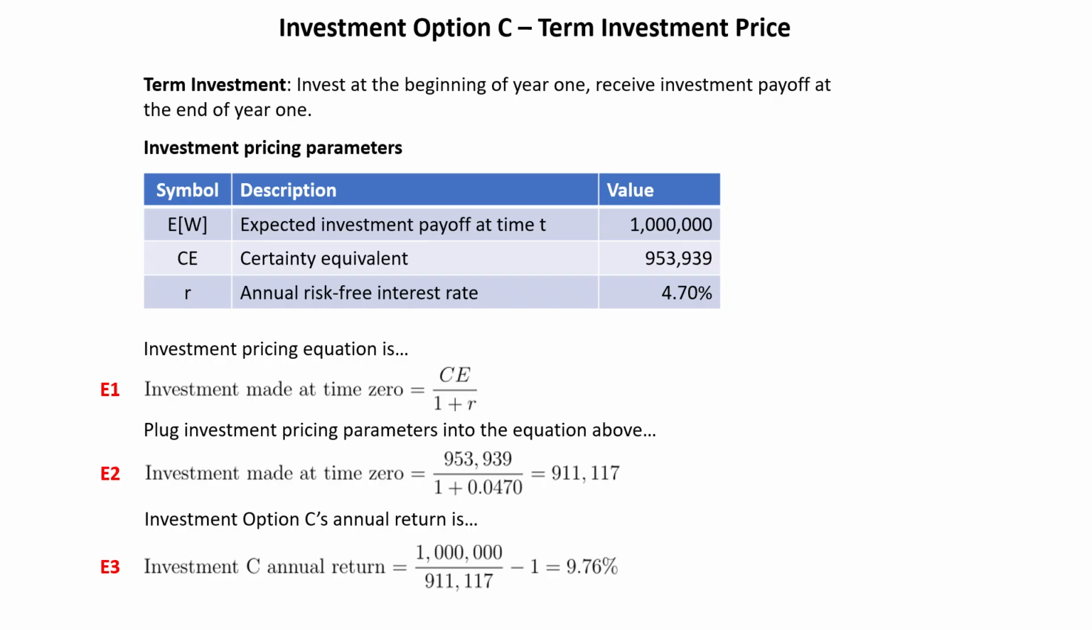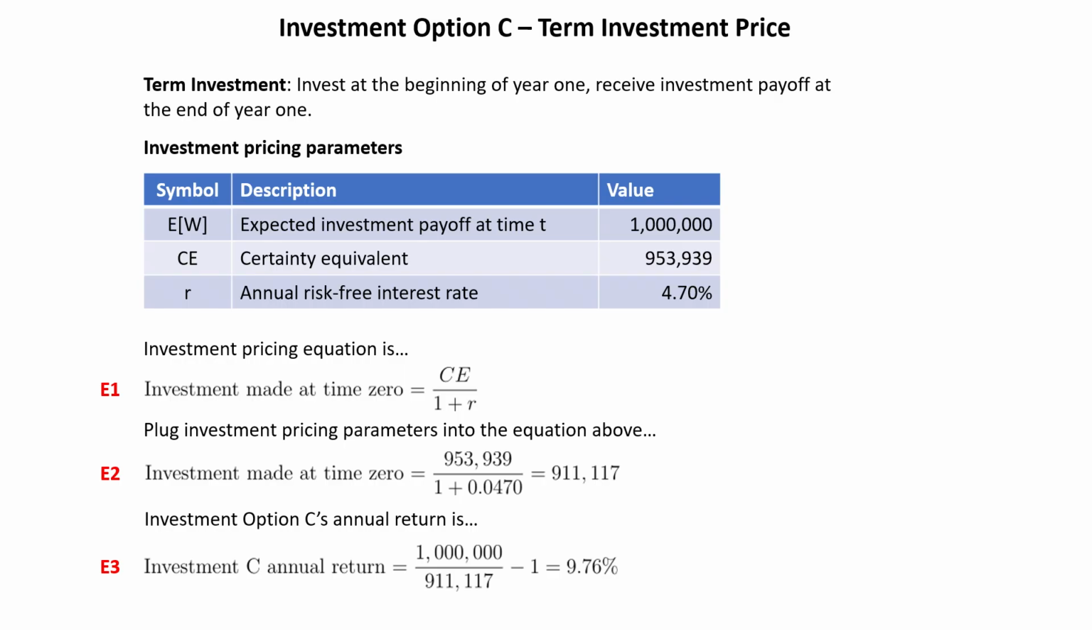So we take the certainty equivalent and we divide it by 1 plus R, which is 1 plus the interest rate of 4.7%. So E2 does that. It basically says that investment at time zero, remember that we receive the payoff at the end of year one. The investment at time zero or at the beginning of year one is 953,939, which is our certainty equivalent, divided by 1 plus our interest rate of 4.7%. So the price of that investment would be 911,117.